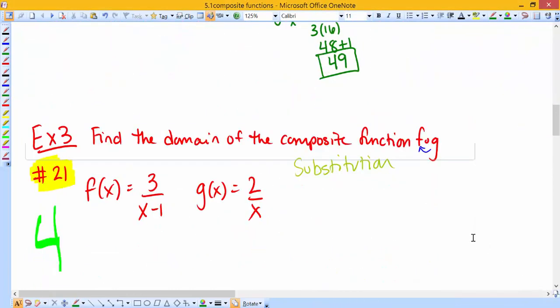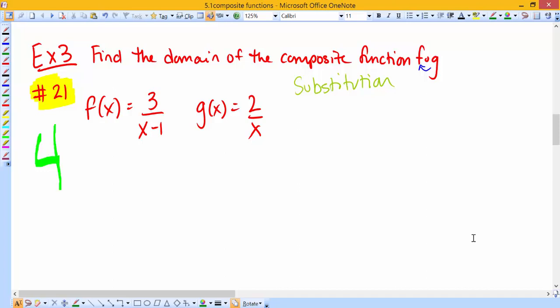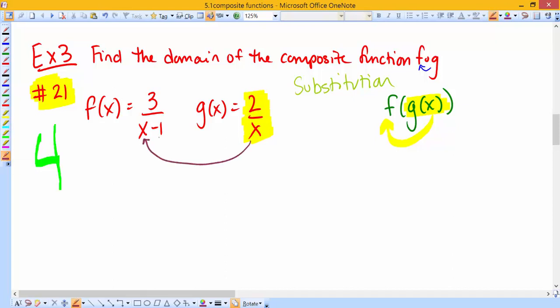Okay, I'm back. Now let's look at example 3. Find the domain of the composite function f of g. So this is saying f of g of x. This means I'm going to take g of x and I'm going to plug it into f's equation. So I'm going to take g of x, the 2 over x, and plug it in where I see x. So this will be 3 over, and instead of x, I put 2 over x, and then I have the minus 1. Now it says find the domain of this function.